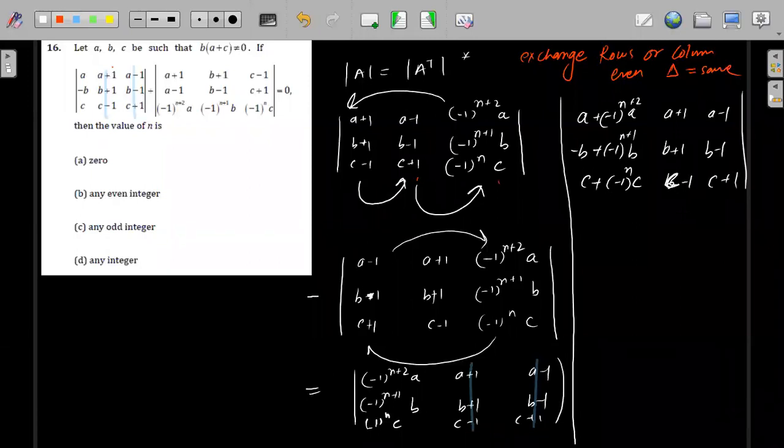For any values of n, if I take n as even, this will become 2a, this will become minus 2b, this will become 2c, and it won't be equal to 0. But if I take n as odd, this will become a minus a, 0, this will become minus b plus b, 0, this will become c minus c, 0. So that means n has to be an odd integer, right? So any odd integer. Okay, copy this one also.